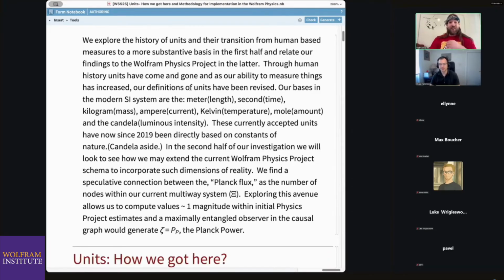You're welcome. So our bases in SI, we have 7 base units as of now. The bases are the meter, which is a unit of length, the second, our unit of time, the kilogram, a unit of mass, the ampere, the unit of current, the Kelvin, the unit of temperature, the mole, the unit that's counting, an amount, and the candela, which is luminous intensity.